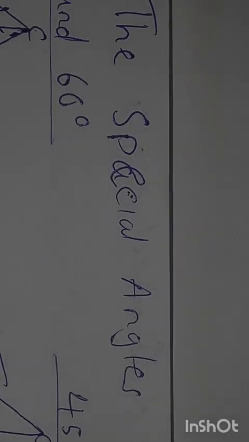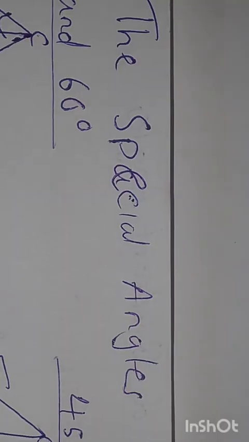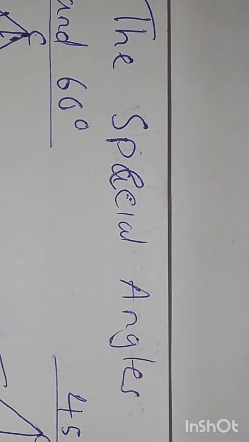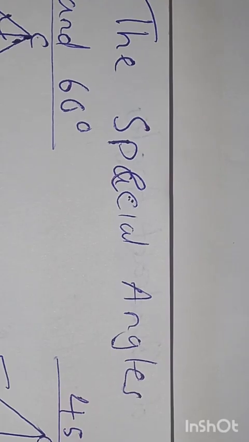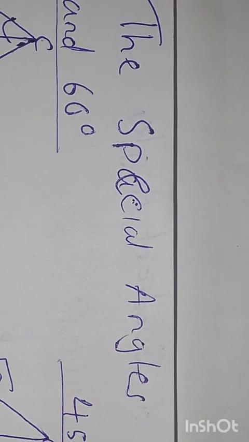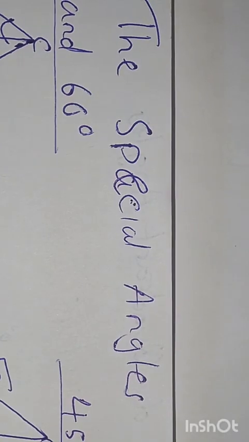So what are these special angles? Special angles just help you find a quick answer for trigonometric functions. Maybe you have been given sin 60. Instead of punching sin 60 on your calculator, you can have a clear view of what sin 60 is. So that's why we are doing special angles, to help you understand.